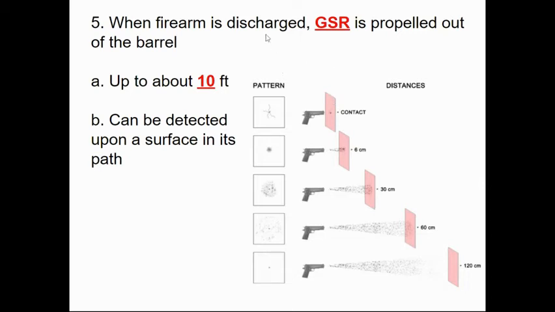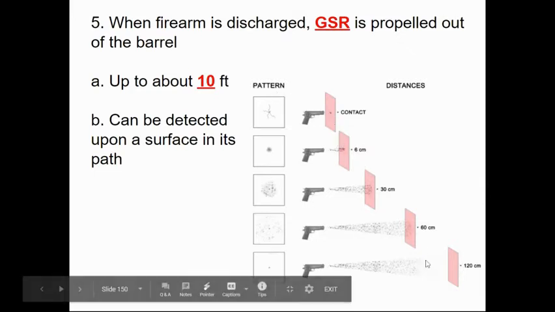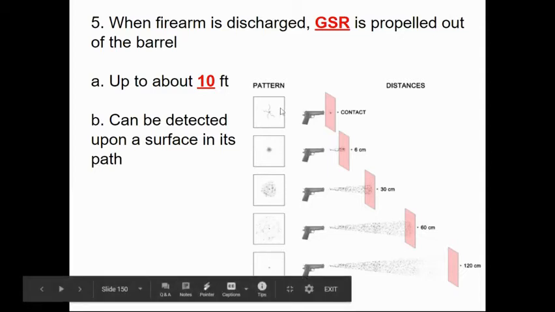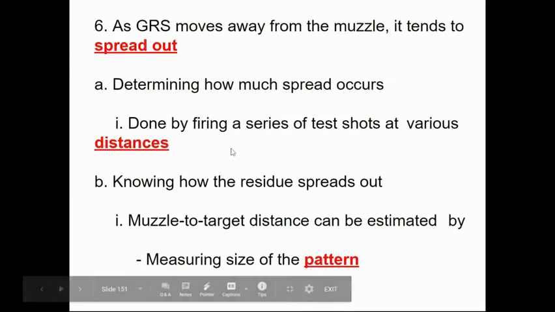When a firearm is discharged, that gunshot residue is propelled out of the barrel at a distance of about up to 10 feet. And it can be detected on a surface along its path. So you could be in contact with it. As you go farther and farther back, it's going to spread out more. You're going to get less of it on the target, but it's traveling along this path. So that's going to settle to the ground also or be dispersed through the air currents or wind of wherever you're at. And you're going to get different patterns based on closeness to the target that you are shooting.